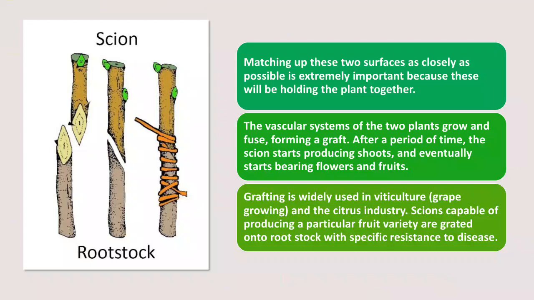Grafting is widely used in in vitro culture, grape growing, and the citrus industry. It is capable of producing a particular fruit variety, or you can say that it is used to produce specific disease resistant plants.